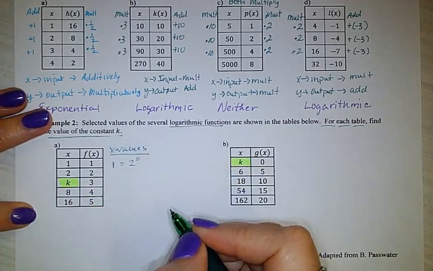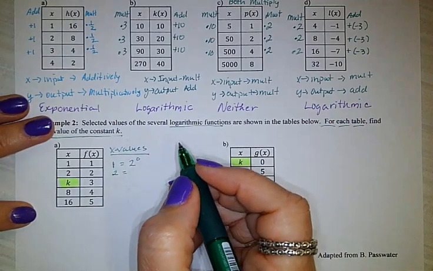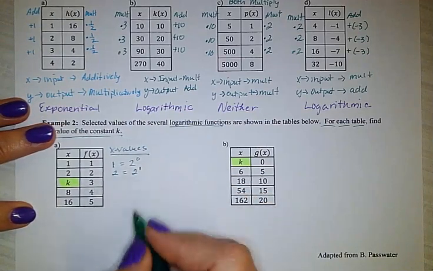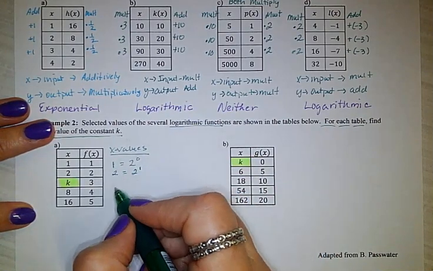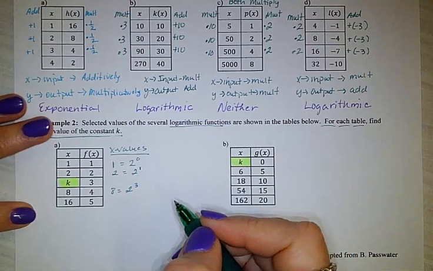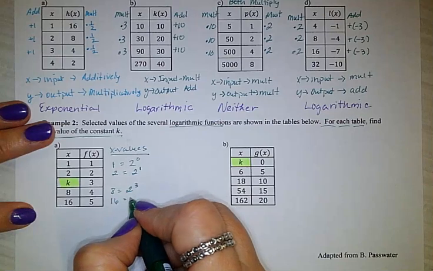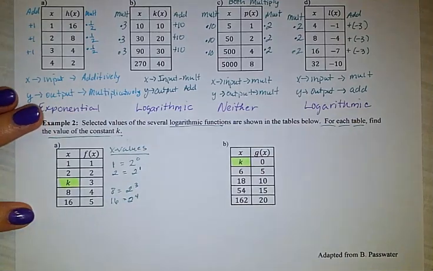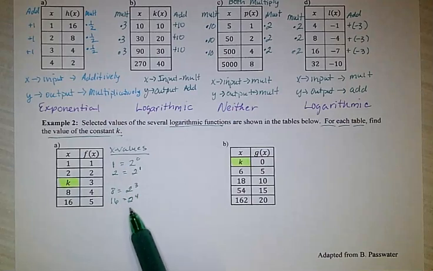If I look at the number 1, I'm going to try some numbers out here. I'm going to say 2 to the 0 power, anything to the 0 power is 1. Then 2 to the first power gives me 2. We don't know what k is yet, but if we follow this train of thought, now it's 8, and 8 is 2 to the third power. Then the last one is 16, and 16 is 2 to the what power? Fourth power. So my pattern is powers of 2.